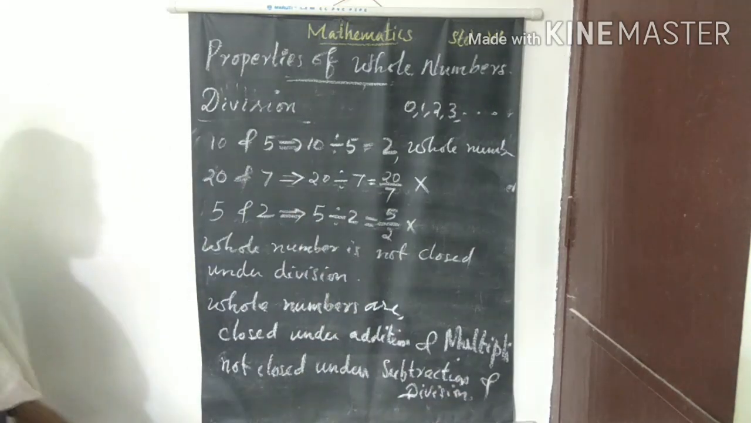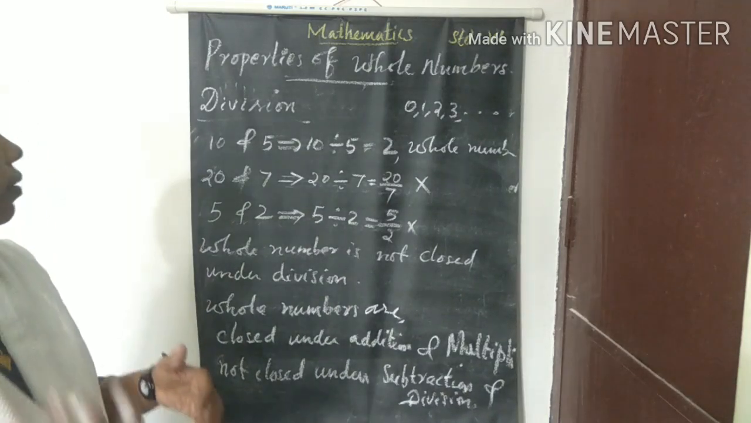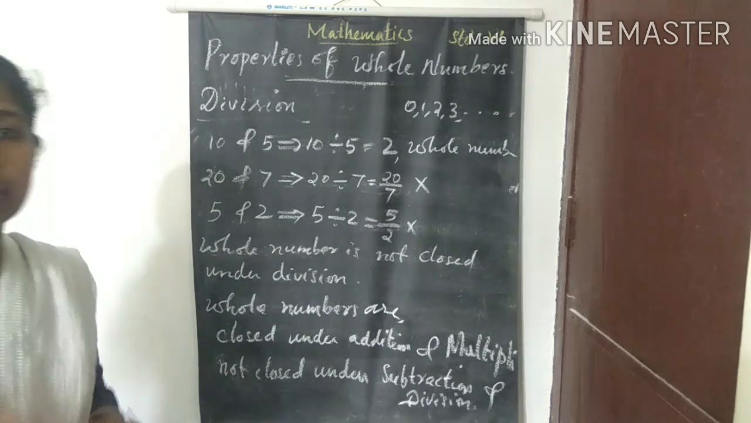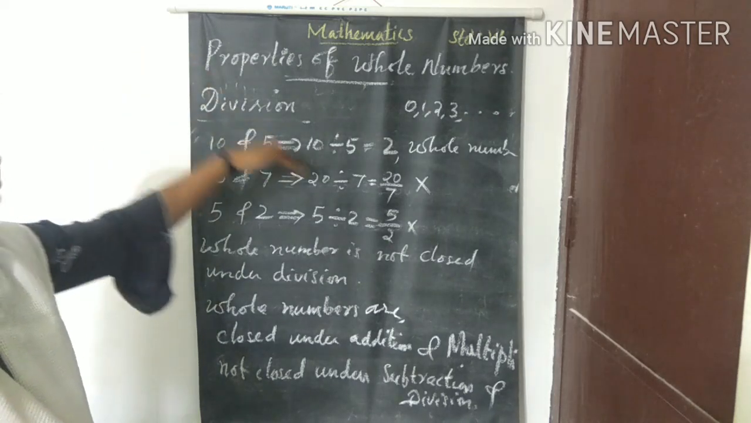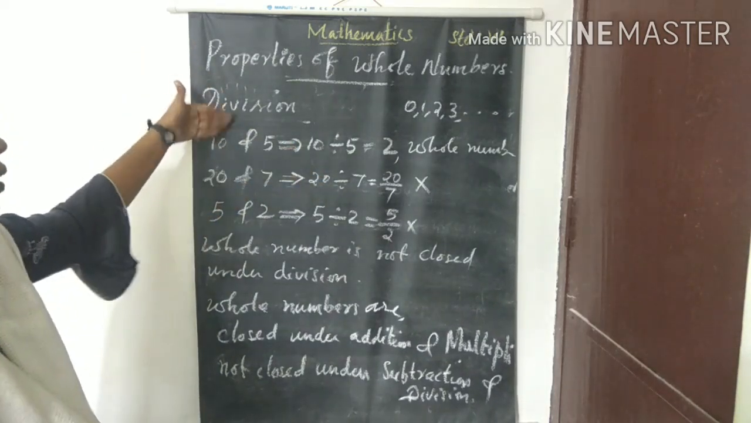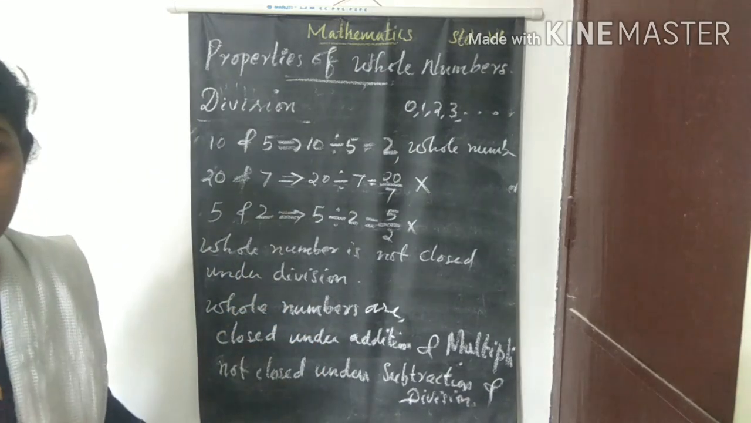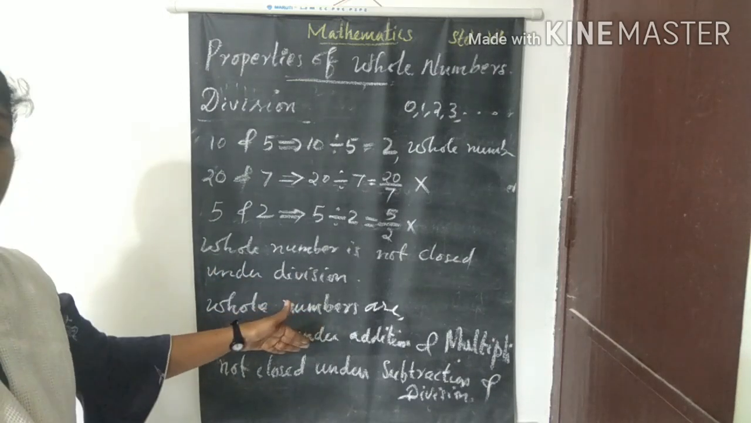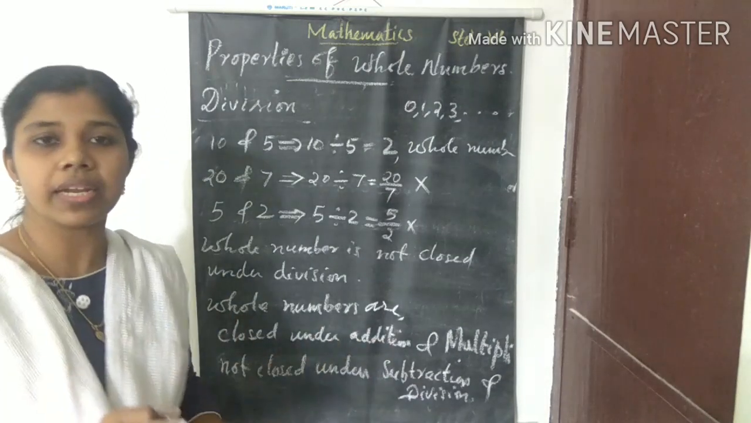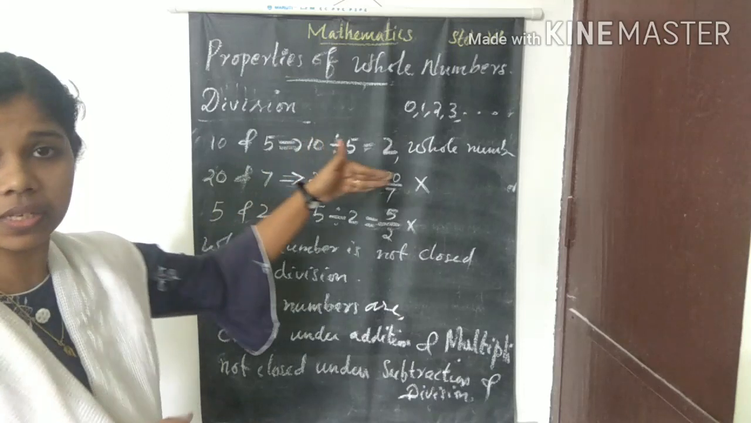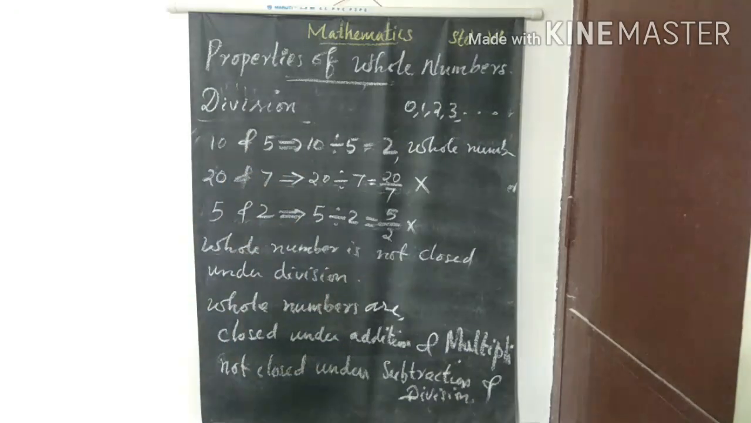Okay, clear. What is meant by the closure property? When two numbers are taken from the whole numbers, their answer is also a whole number. In addition, the sum is a whole number. In subtraction, the difference is a whole number. In division, the quotient is a whole number. In multiplication, the product is also a whole number. Whole numbers are only closed under addition and multiplication, and not closed under subtraction and division. In subtraction and division, their answer is sometimes not a whole number.